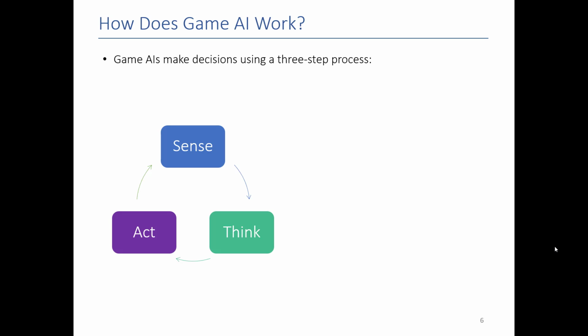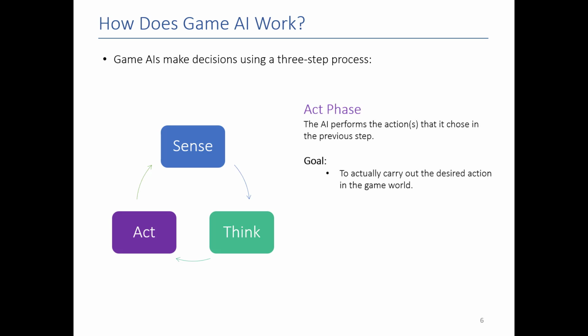Finally, in the act phase, we carry out the action that the AI chose in the think phase. So here, this is where we actually attack or move or use an item. Once we have completed the act phase, the entire cycle repeats itself. The AI then takes another opportunity to sense its environment, it considers all the new actions available to it, and then it acts again. So by continuing this process over and over, the AI is able to react to the environment as it's changing around it.